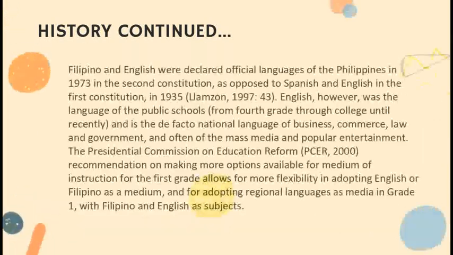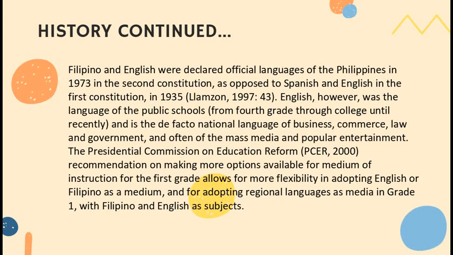In 1901, nobody in the Philippines spoke English. In the 1918 census, about 47.3% of Filipinos above 10 years of age were reported to be able to speak English, and 55.6% able to read and write it. Filipino and English were declared official languages of the Philippines in 1973 in the Second Constitution, as opposed to Spanish and English in the First Constitution. In 1935, English, however, was the language of the public schools and is the de facto national language of business, commerce, law, and government, and often of the mass media and popular entertainment.